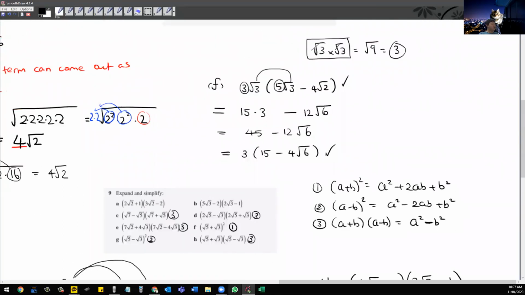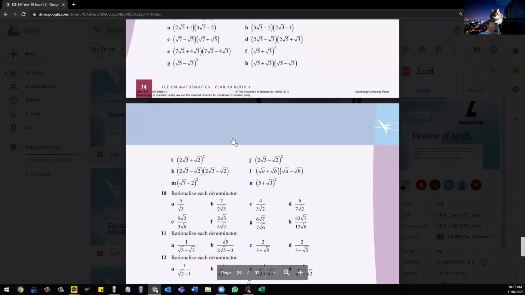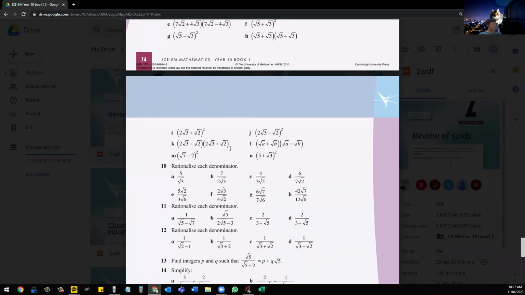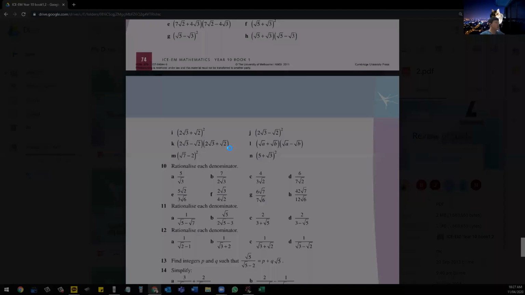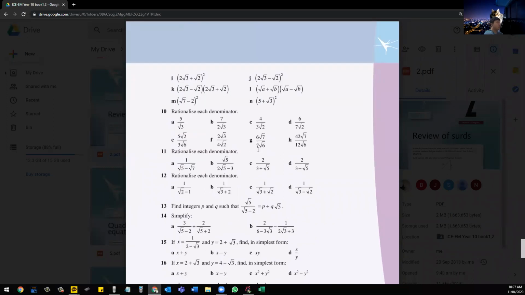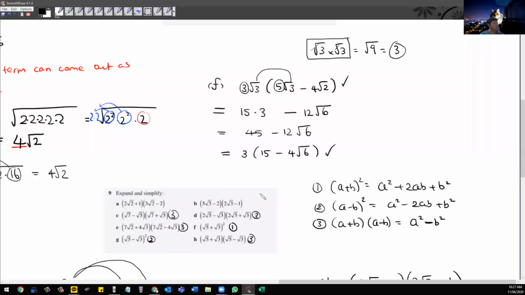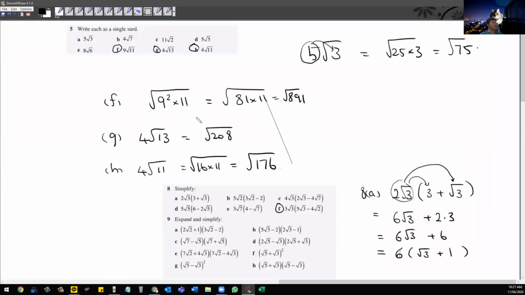Now moving on to the next part. You can just enjoy that as homework. There's some extra stuff over here, so you can do these questions as homework. Now we're going to talk about rationalization. After that, we'll call it a day.